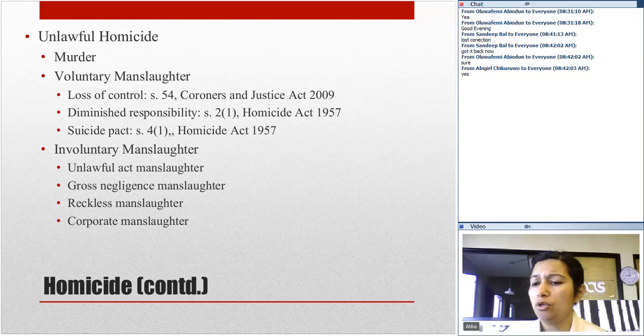Loss of control, you probably have heard the term provocation. Provocation is used in U.S. law a lot, and U.K. law just uses the term loss of control, but they are both the same thing. In voluntary manslaughter, the defendant unlawfully causes the death of the victim, but he does not have the mens rea for murder. That is, no intention to kill or cause grievous bodily harm.